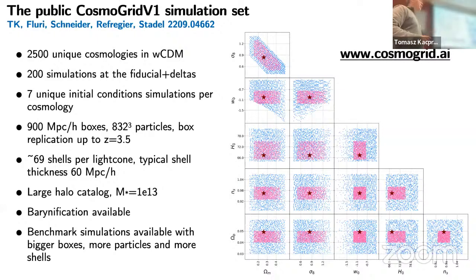So this data is public. It is hosted at cosmogrid.ai. You can check it out, download it if you want, and use it for anything you like.